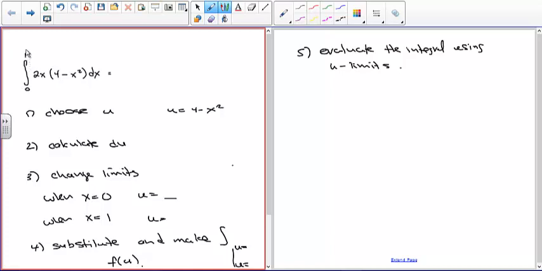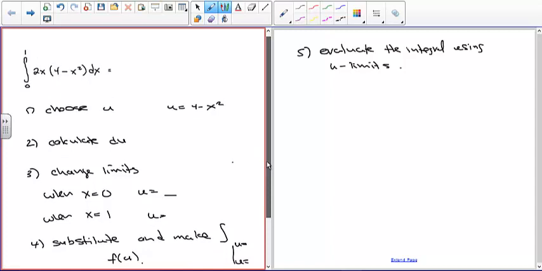This is the upper limit. It's not necessarily the most positive number. It's just the one that's up here. This is the bottom limit, lower limit, because it's down here. Okay, so don't get confused when you get to that part.